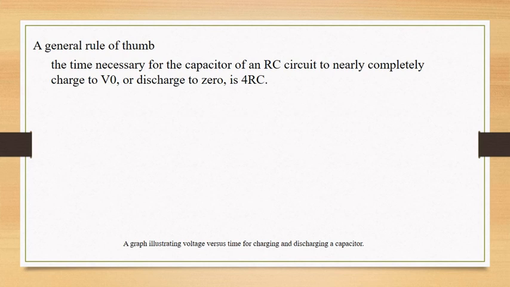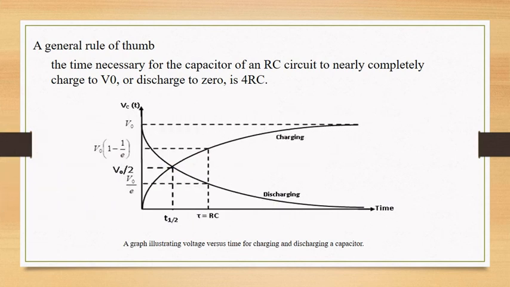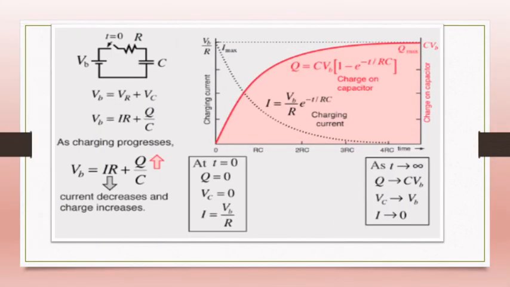A general rule of thumb: the time necessary for the capacitor of an RC circuit to nearly completely charge to V0 or discharge to 0 is 4 RC. A graph of how voltage varies with time for charging and discharging a capacitor. As charging progresses, current decreases and charge increases.